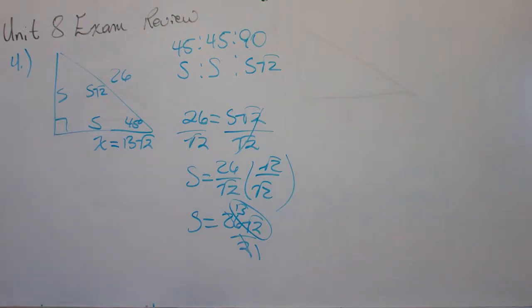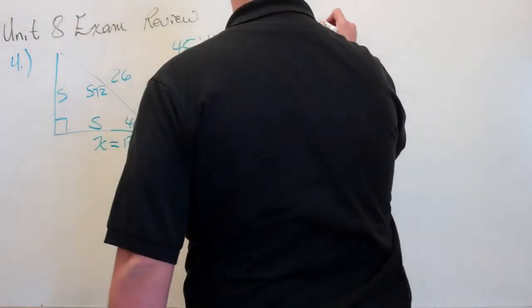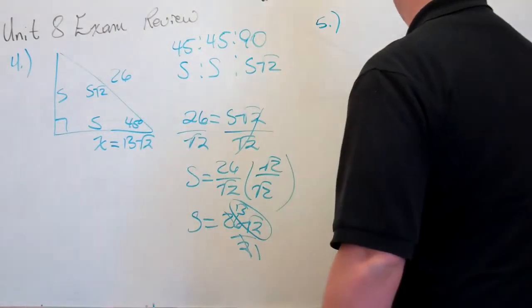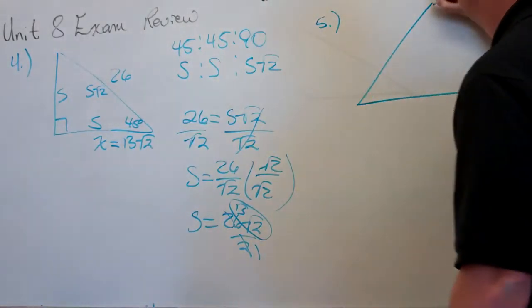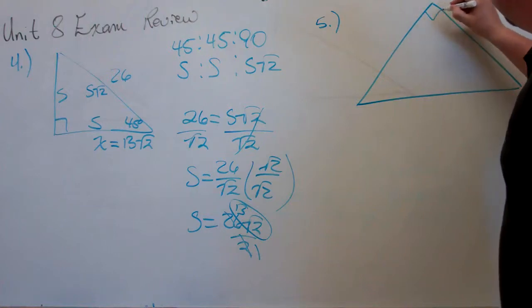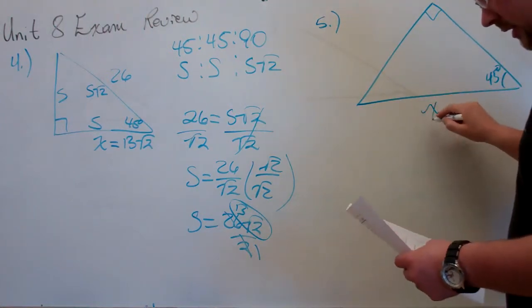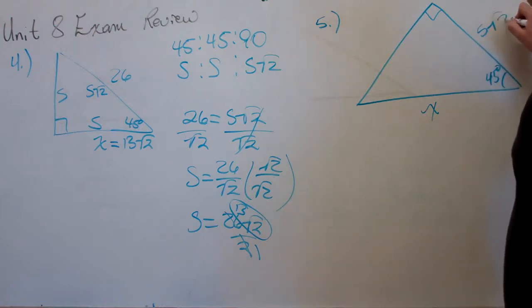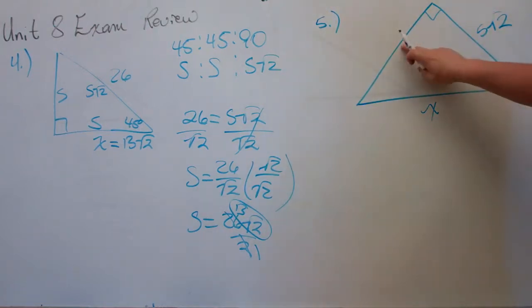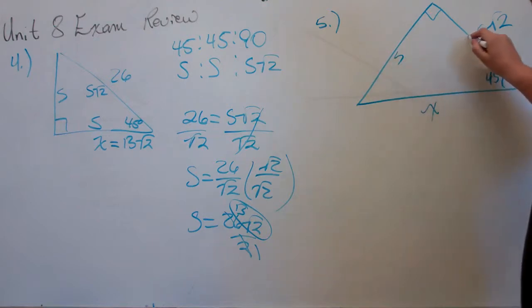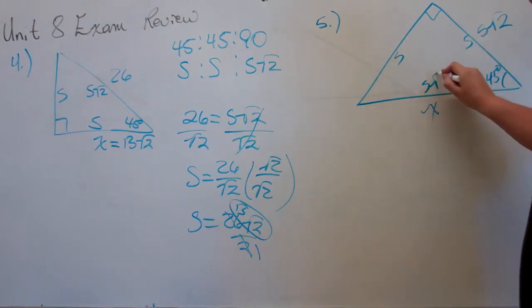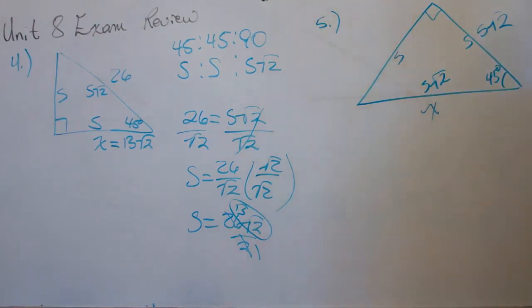All right? Now number 5 is similar to that. Here we have a right triangle turned on its end, 45 degrees. This is x, this is 5 square root of 2. All right, so again, since these are our sides, we know those are s, and this is our hypotenuse, so we know that it's s times the square root of 2.